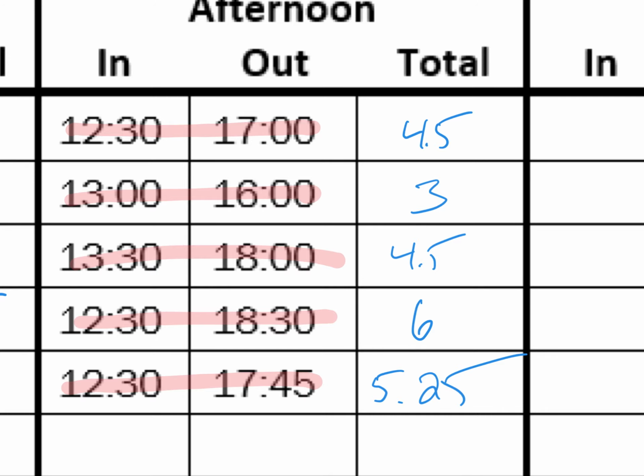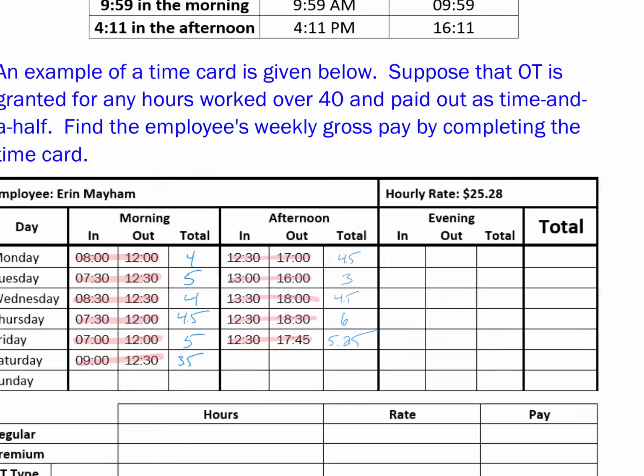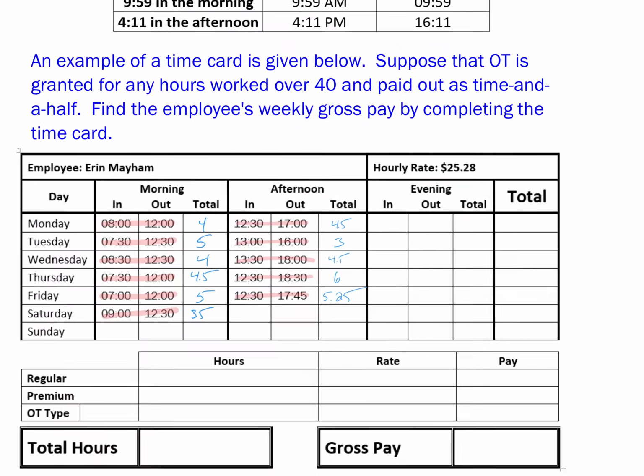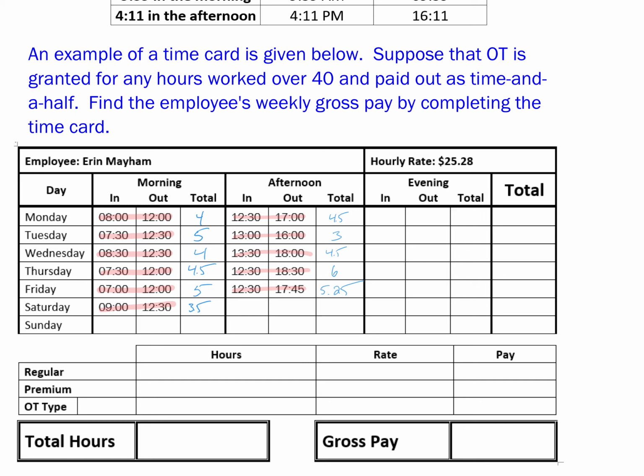Okay. So, there's no evening rates here. So to figure out the total, what we're going to do is take the morning and afternoon hours, like 4 and 4.5, add them together to give us 8.5, and that goes in the total at the end of Monday. And then we're going to repeat it for the other days.